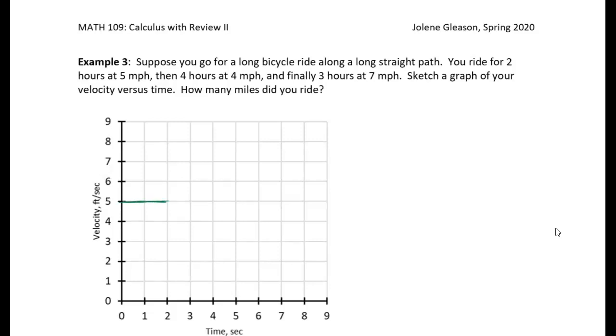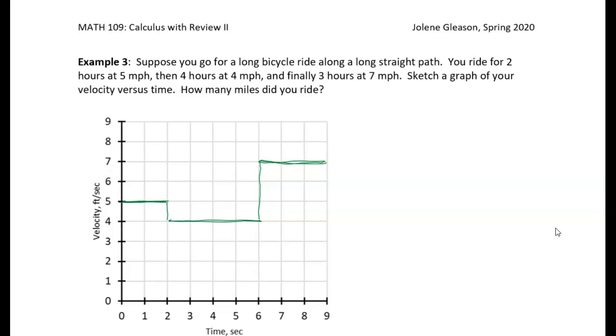And then for whatever reason you slow down, and for 4 hours you are going 4 miles per hour. Okay, so there's your velocity at that point in time. And then for the last 3 hours you are traveling at 7 miles per hour. Okay, so we come up here, 7 miles per hour. That's sort of what our graph looks like. And we're asked to sketch the graph of velocity versus time. There, it's done, right? And we're asked to figure out how many miles you rode.